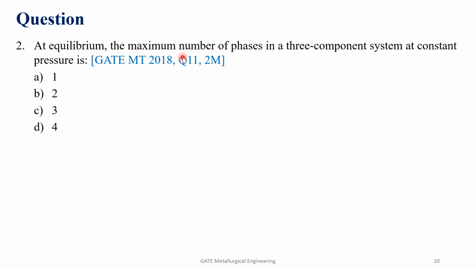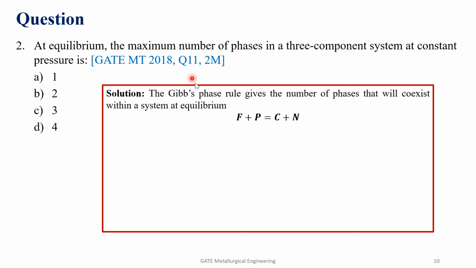So in order to solve these questions, we need to understand what is meant by the Gibbs phase rule. The Gibbs phase rule gives the number of phases that will coexist in a system at equilibrium. It is given as F plus P is equal to C plus N. So what are F, P, C and N?